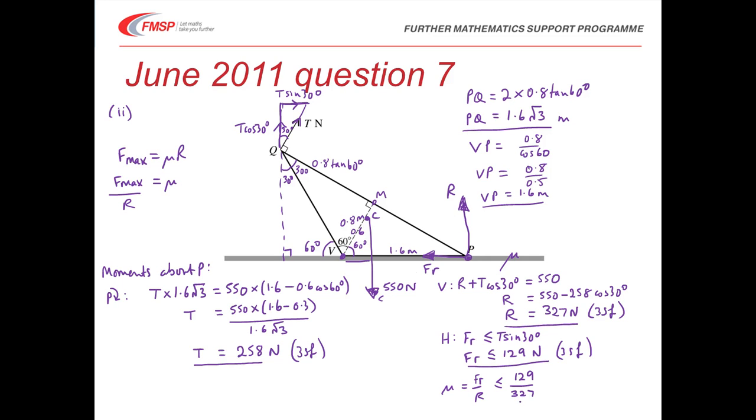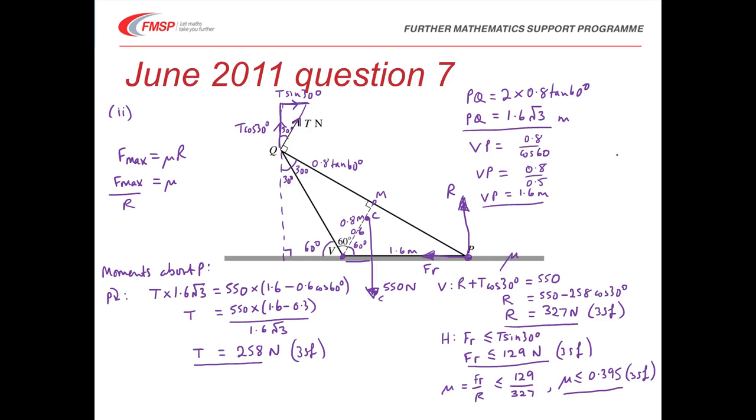and that gives me a value which I don't think I can find room to write underneath, of mu is less than or equal to 0.395 to three significant figures. In other words, the greatest value of mu is 0.395 if it's going to slide before it topples. If mu is greater than that, it's going to topple rather than slide.